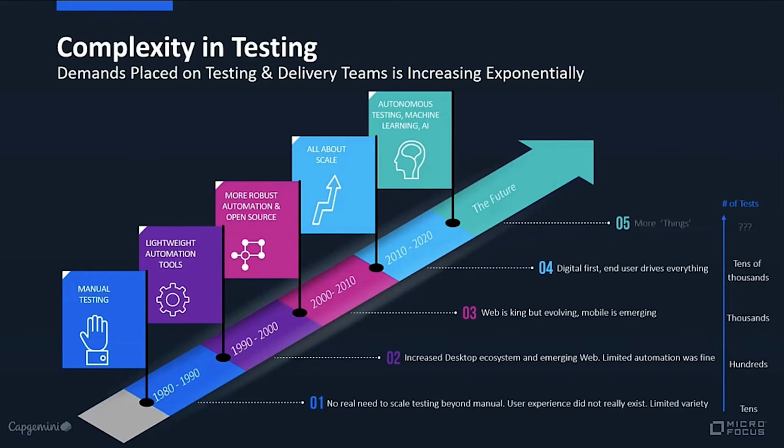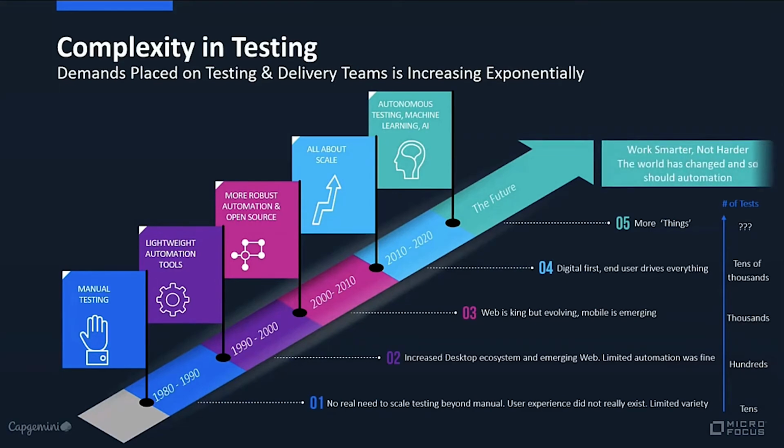So looking at this trend, what is the future ahead of us? Probably more IoT devices, more wearable devices. And we also can't predict what could be the number of test cases to validate such a platform. The bottom line is that we need to work smarter and definitely not harder. The world has changed, and so should the automation.